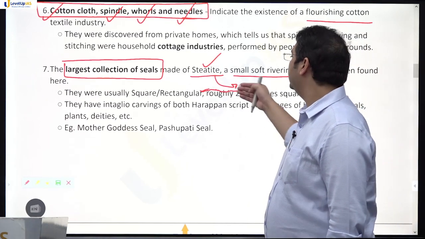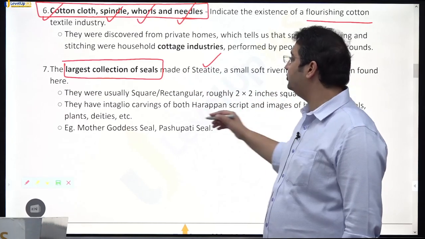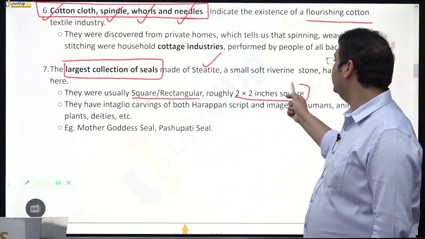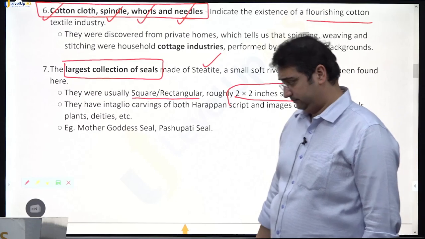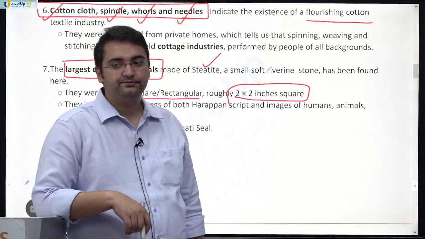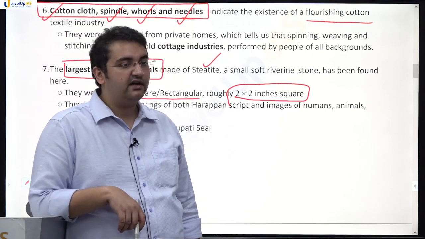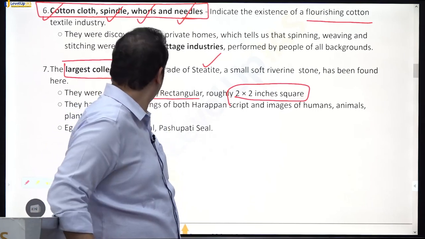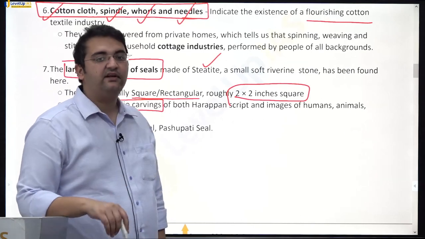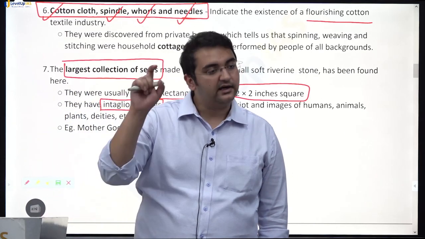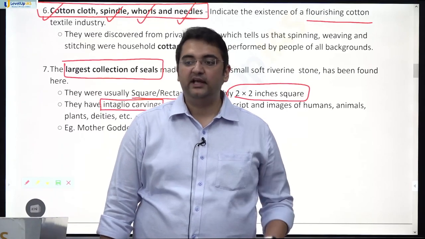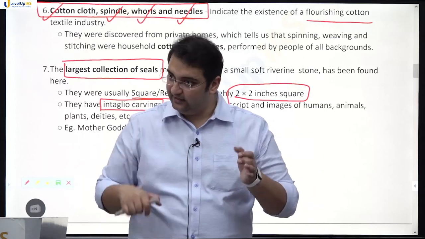Okay? So, what was their shape? Usually square or rectangular. Dimensions, 2 square inches. Okay? Now, were these seals bare or did they have carvings on them? Carvings. Which kind of carvings? Carvings in relief or intaglio carvings? So these are intaglio carvings. Intaglio carvings are the carvings that are made by removing material from a surface in order to get the desired shape. Okay? So the end result is that aapko ek depressed figure milega.